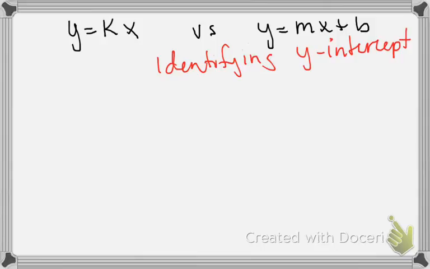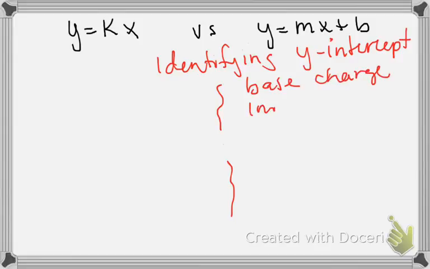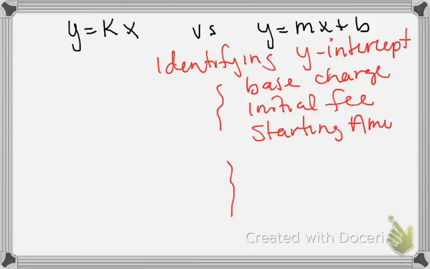Okay, and so when you have a y-intercept, and we're going to separate the screen here, you're going to have a base charge. I'm just giving you some examples they put in the word problems: initial fee, a starting amount, like maybe a checking account or a savings account. So if you start with something before you even begin, it's going to be non-proportional.